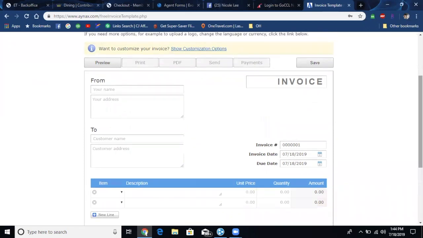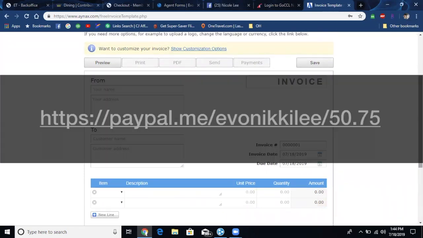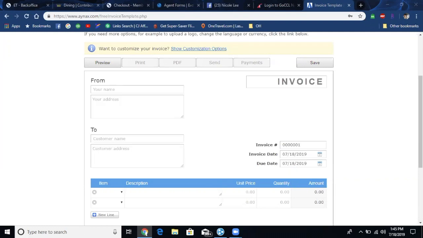I send them a business link, paypal.me/your company name/50, like that. The way that PayPal does it, you text that to them, they can click on it and they can pay the $50 right away. I'm going to show you guys here, paypal.me. You have to make sure your PayPal is set up this way though. Evo, Nikki Lee. You guys can go to this right now and look at it.